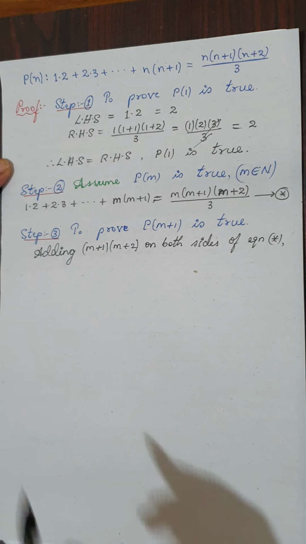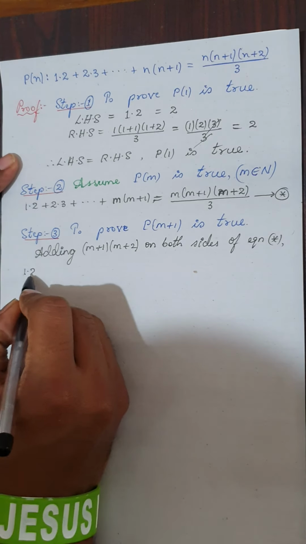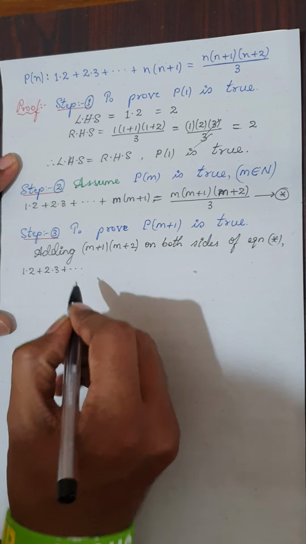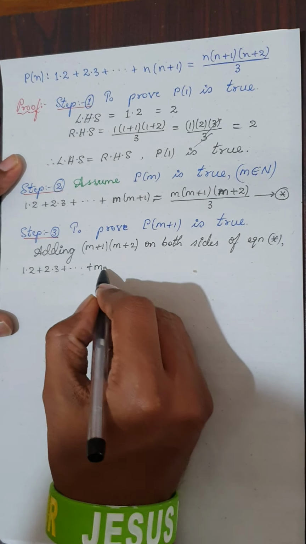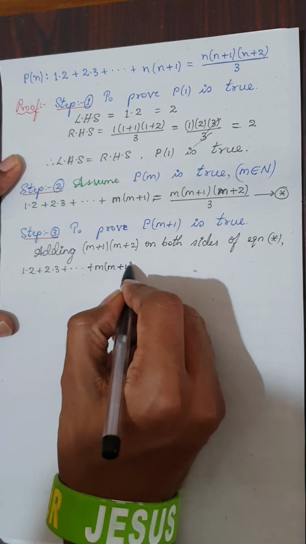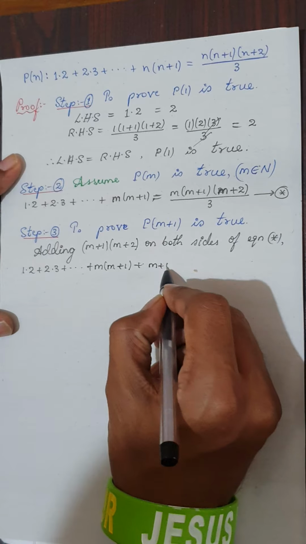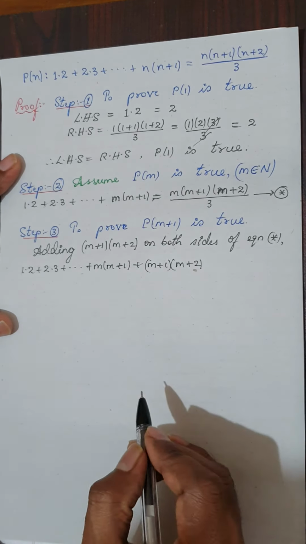So what happens when you add? Let us write down the steps. You have 1 into 2 plus 2 into 3 and it will go on, up to plus m into m plus 1. To this term we are going to add the next term, which is m plus 1 into m plus 2. So my LHS is clear.